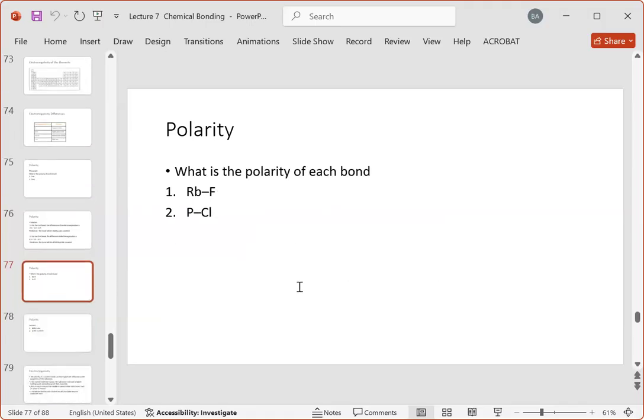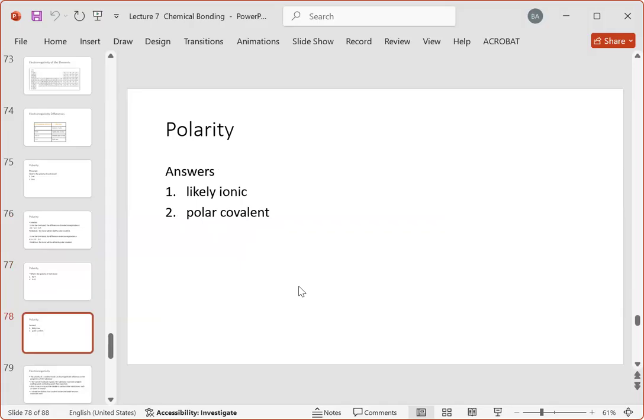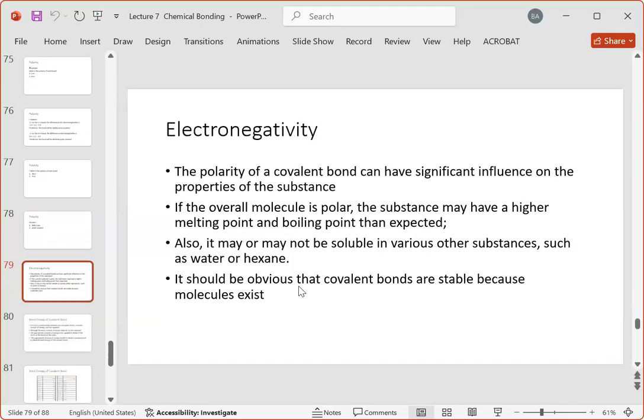So you can also ask, what is the polarity of each bond over here: rubidium and fluorine, and phosphorus and chlorine. This is what you have, likely ionic, polar covalent. So you can go under the scale and check it to find out how you say it's likely ionic and polar covalent, right?